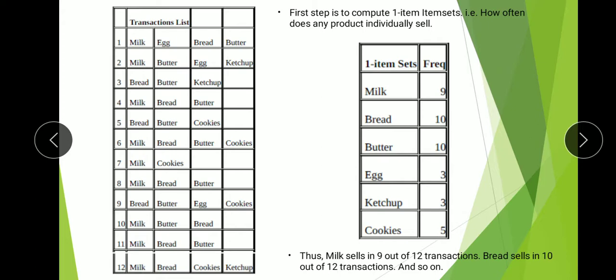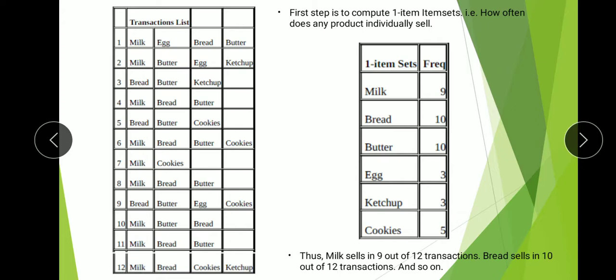The first step is to compute one item sets. What is one item sets? For all 6 products we need to find how many times each product is sold individually. Individual frequency we need to find. What are the 6 products? Milk, bread, butter, egg, ketchup and cookies. For each one of them, how many times they are sold individually. So let us find the one item sets.